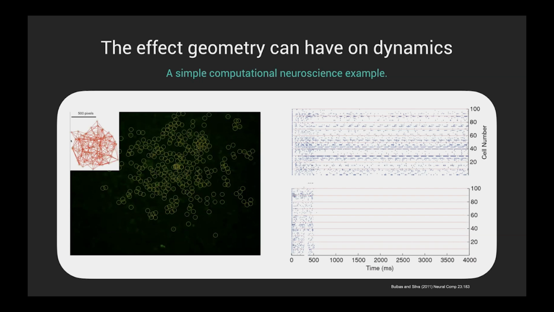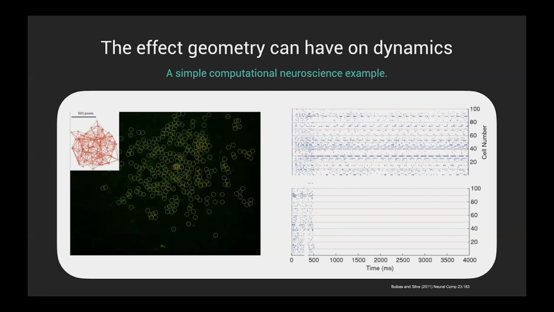And we've been formalizing these ideas mathematically. I'm going to show you one quick example of the effect that geometry can have on a network. What you're seeing here in the inset is a geometric network. Every node is modeled as an Izhikevich neuron, which is a simplified model of a Hodgkin-Huxley neuron. And it's a geometric network because the distances between the nodes and the edges matter.